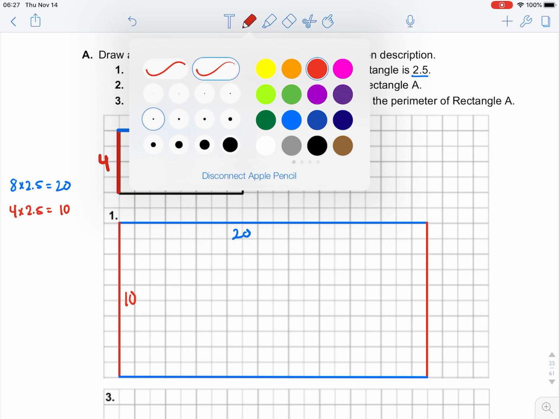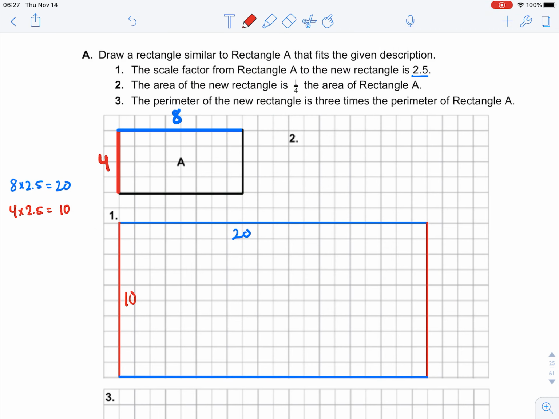Second rectangle says it wants the area of the new rectangle to be 1/4. Okay, well, if I find the area of rectangle A, that is 8 times 4, the area is 32. That means if I do 32 and I divide it into 4 parts, I get 8. I need a rectangle that only takes up 8 squares and is similar to this one.